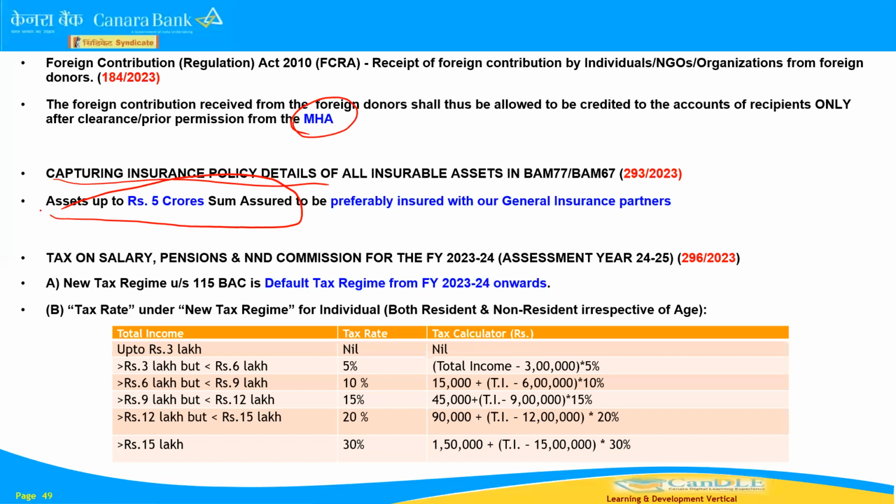Exactly, I could not even remember that. And this capturing, how to capture insurance, which company? BAM 77, insurable assets. Once you have insured, you have to make the data in BAM 77, BAM 67.